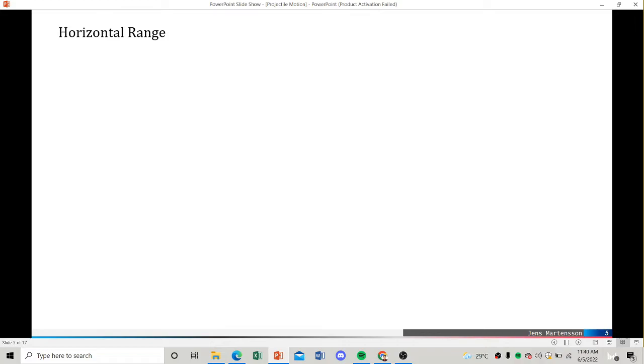What about the horizontal range? How can we derive or formulate that? So we know that velocity is distance over time, right? Horizontal range is in terms of the x direction, right? That is how we locate the range, okay? So now our orientation for velocity is in terms of the x direction, okay?